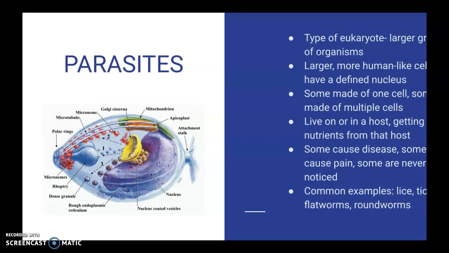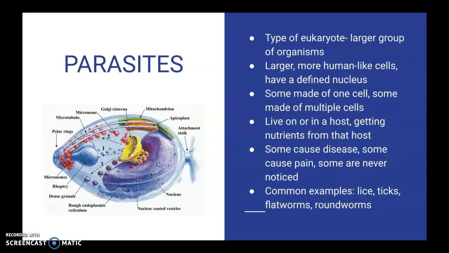Then we have parasites. Parasites are a type of eukaryote. They're a larger group of organisms. And this is the first cell that we see that starts to resemble more of a human-like cell. They're larger and they have a defined nucleus. Some parasites are made up of 1 cell, but some are made up of multiple cells. So the size of parasites can vary pretty drastically.